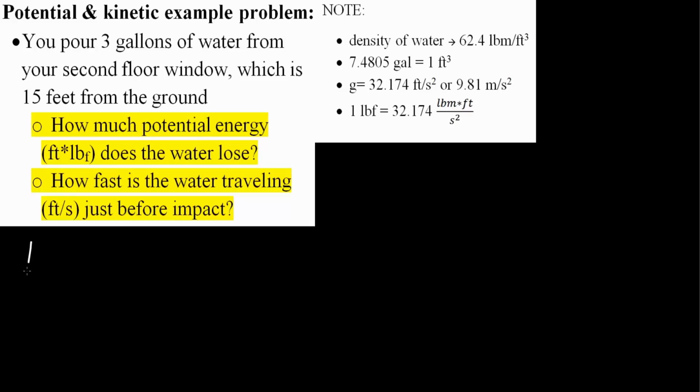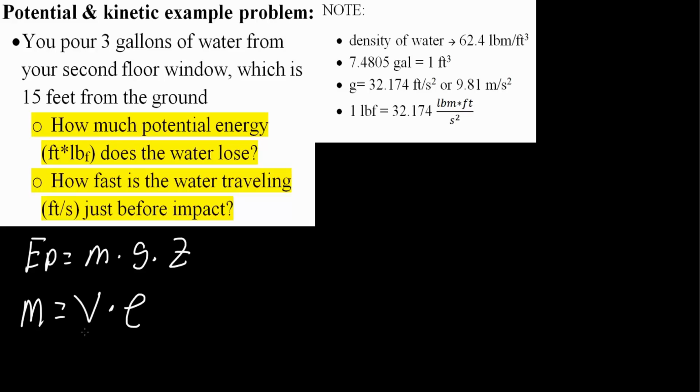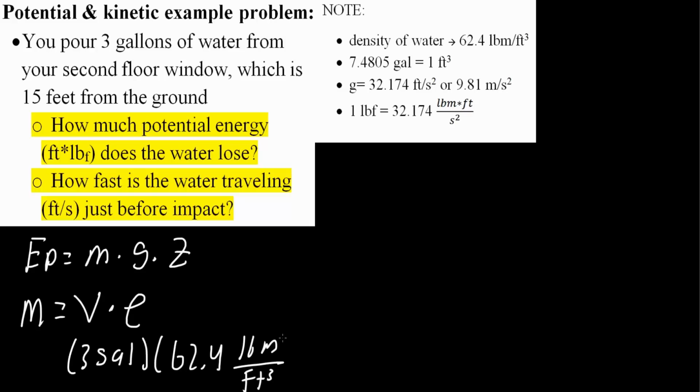So potential energy would be mass times gravity times height. Now, we're not directly given mass, but we have 3 gallons. We could say that mass is equal to volume times density. So the volume is 3 gallons, and the density of water is 62.4 pound mass over feet cubed. This is the density of water.